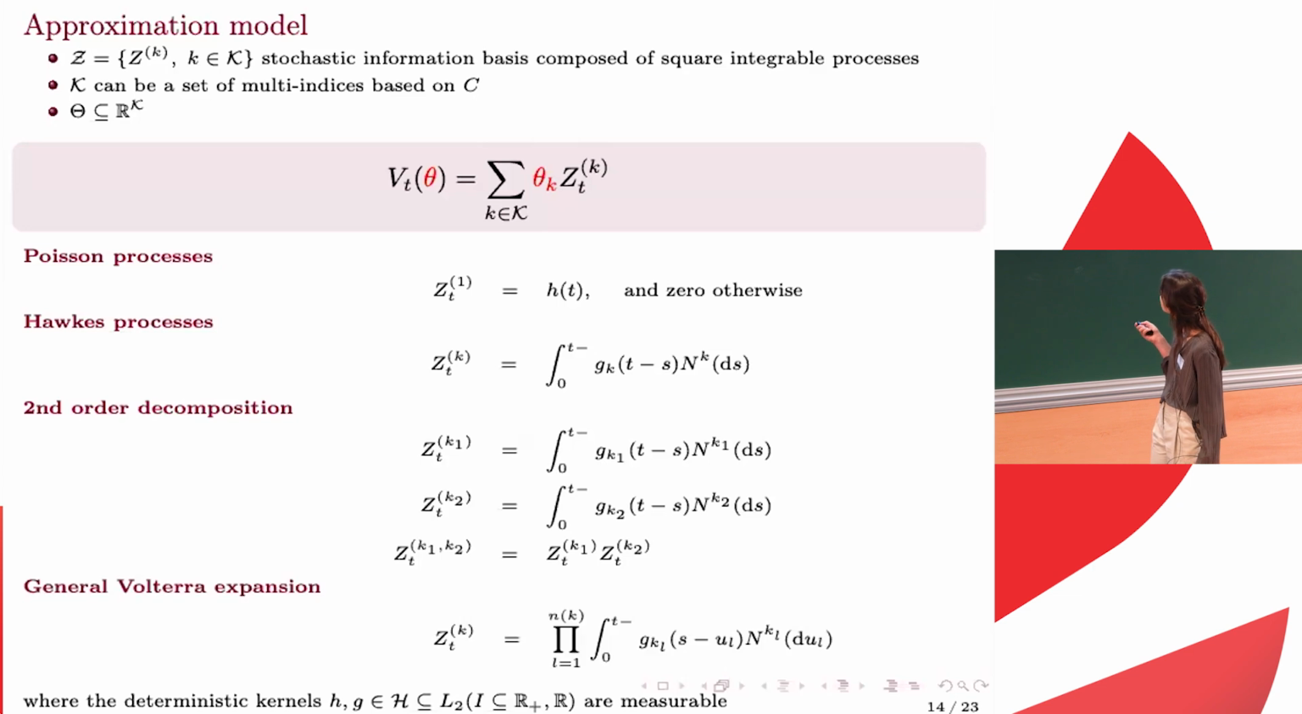So I avoid some additional technicalities, but here is just the idea of how we go a step further each time. And we can end up with the general Volterra expansion, where you have all the terms of lower order, and then the term of largest order K will be the product of all these linear filters, right? Where all these functions G and H are deterministic and regular enough. All right.